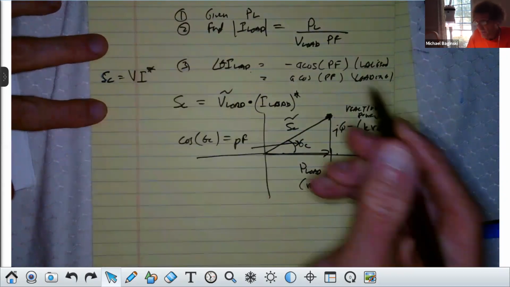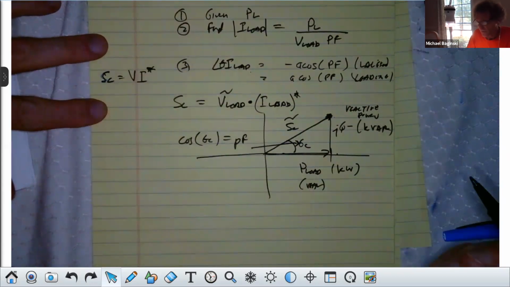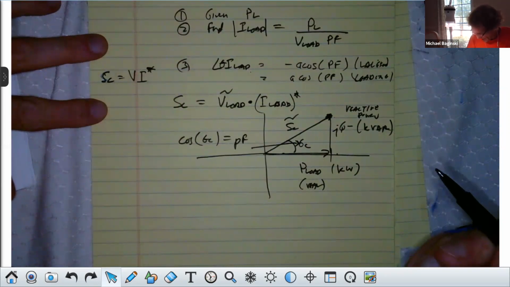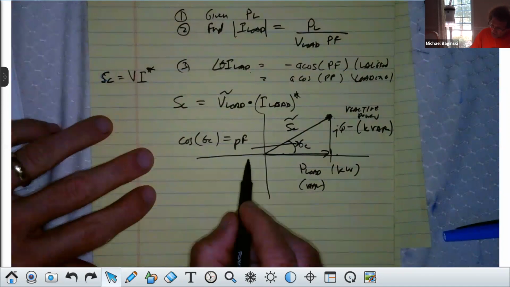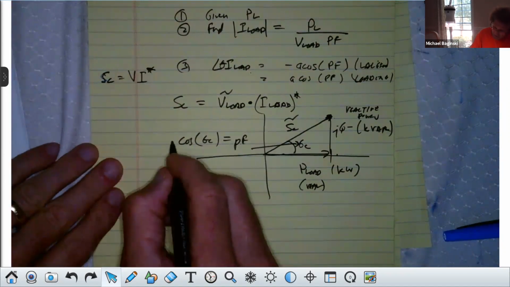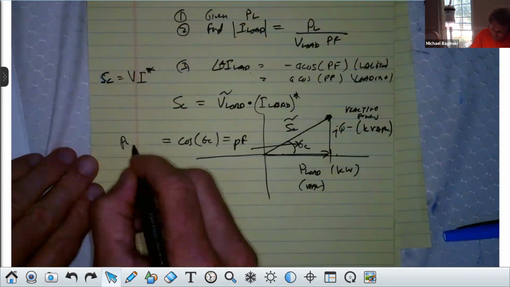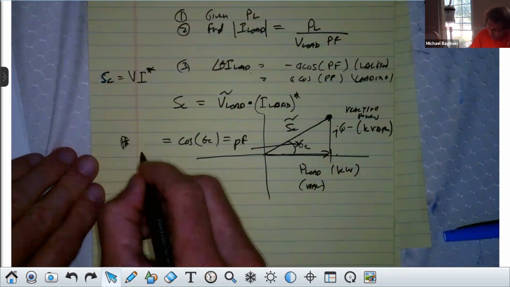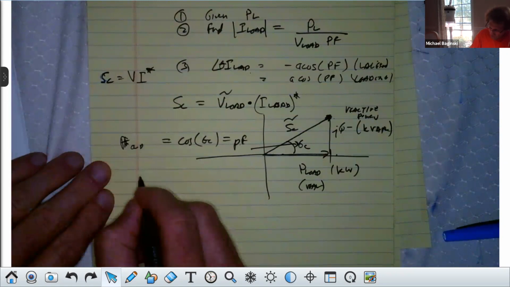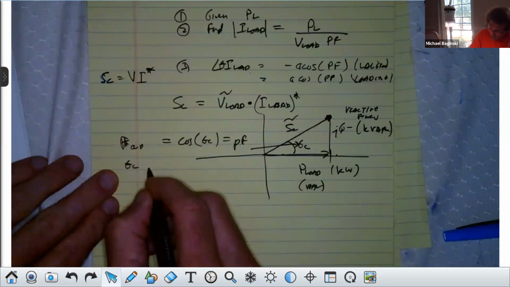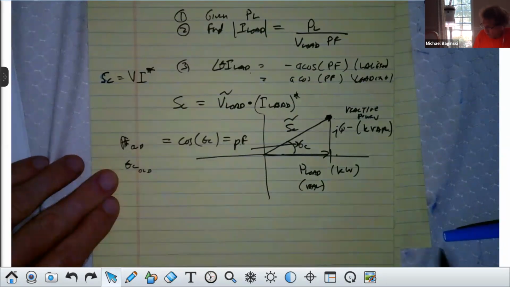Now, V is going to have a magnitude and angle. I will have a magnitude and an angle. And that is the complex power. Now to correct it, remember, this is the original power factor. And you can call this PF old if you want. And it will result in an angle, theta C old. It's the old angle associated with the power factor.